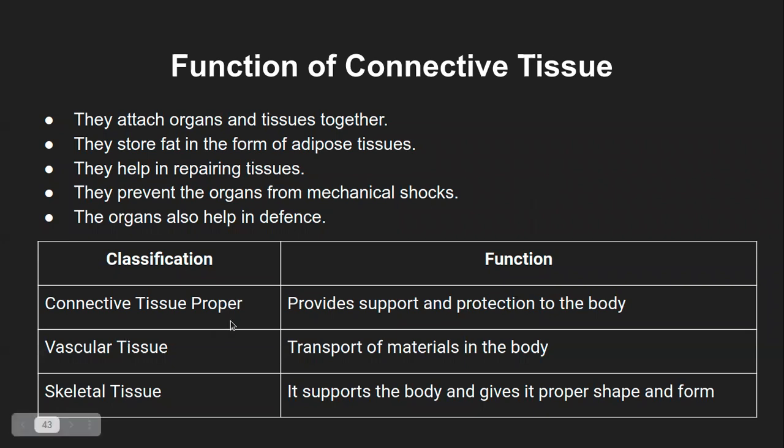Now again, based on certain function, these connective tissues, they can be classified differently. That is proper connective tissue, vascular connective tissue, and the skeletal tissue. So this proper connective tissue, that is what we call as normal or regular connective tissue, they will provide support and protection to the body. Vascular tissue, they will transport something within the body, and the skeletal tissue, they will support the body and give it a proper shape, like the muscle related skeletal connective tissue. But this classification is not so important.